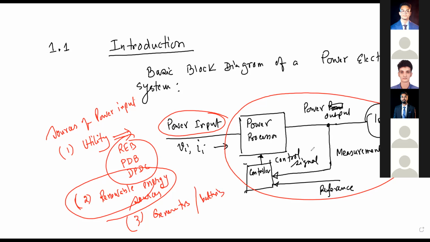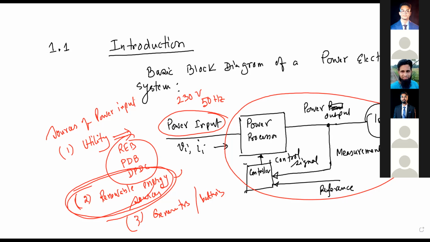So the power input will be either from the utility, which in our country has a single phase voltage of what? 220 to 230 volts. And what is the frequency? 50 hertz. Yes. Renewable energy, of course, is not always sinusoidal. It is mostly DC, and from that DC we process the power.